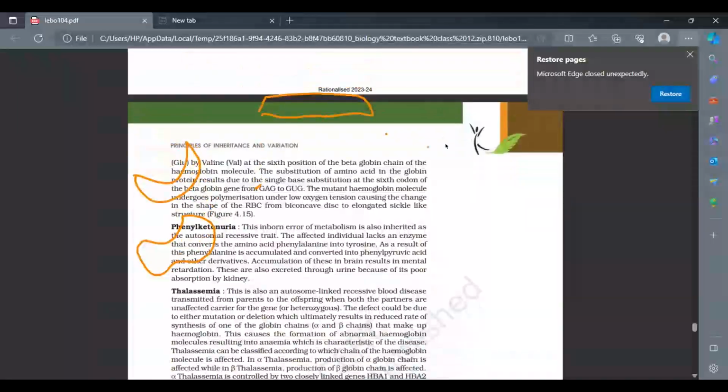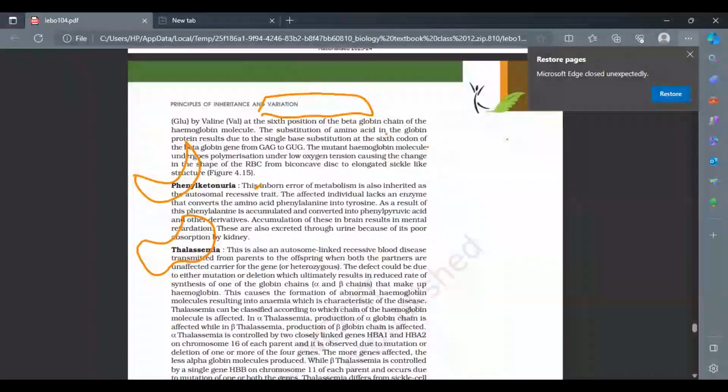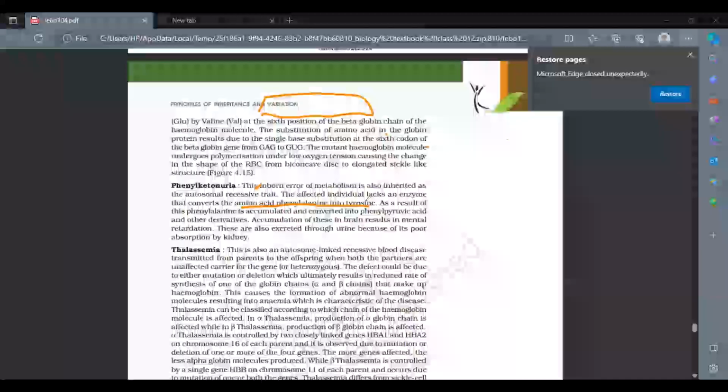Few more diseases they have given. One is phenylketonuria. This phenylketonuria is a metabolic disorder, and it is due to the absence of an enzyme that converts the amino acid phenylalanine to tyrosine. Phenylalanine is a kind of amino acid that is produced because protein metabolism is happening in the body. So there is an enzyme that converts this phenylalanine into a safer product called tyrosine.